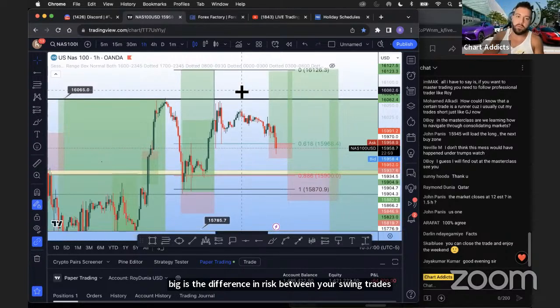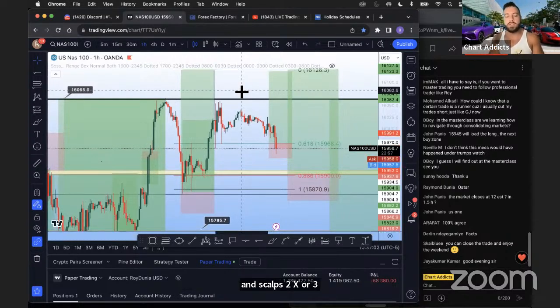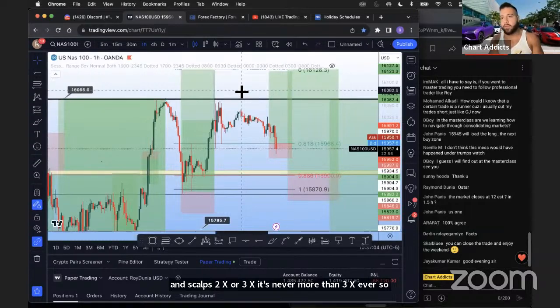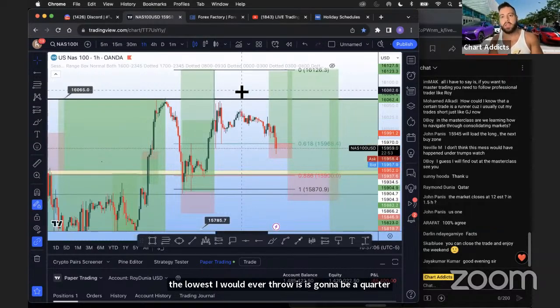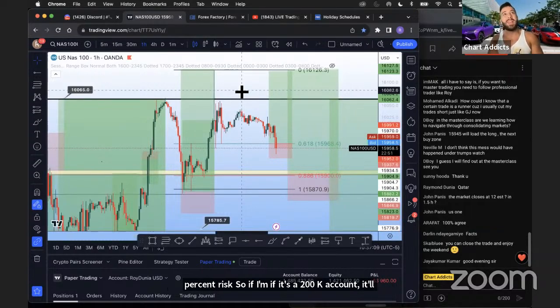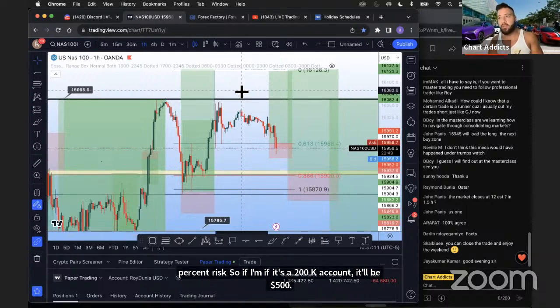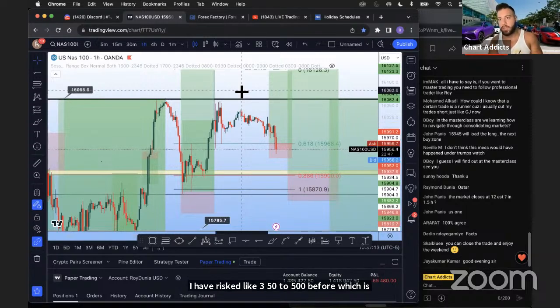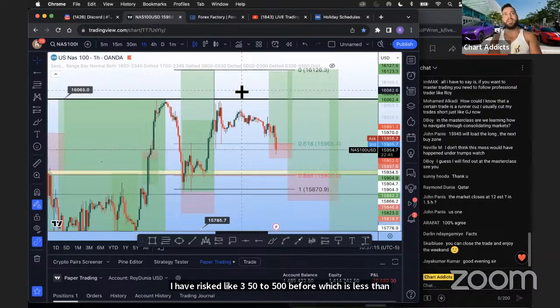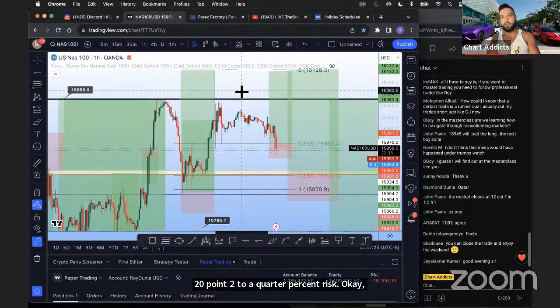So the lowest I would ever throw is going to be a 0.25% risk. So if it's a 200K account, it'll be $500. I have risked like 350 to 500 before, which is less than a 0.25%. And so I'd say for a scalp, I'd be risking 0.2 to a 0.25% risk. Okay, so 20 basis points to 25 basis points of risk.